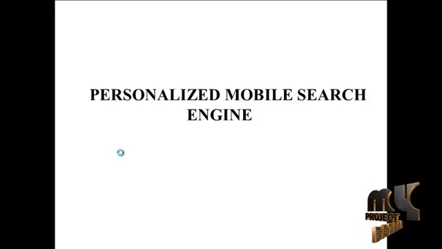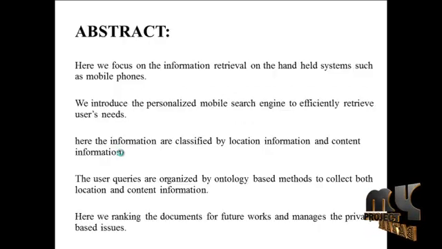Now we are going to see the abstract of this project. The abstract is used to explain the overall work of the process. Here, we focus on information retrieval on handheld systems such as mobile phones. We introduce the personalized mobile search engine to efficiently retrieve user needs. The information is classified by location information and content information. The user queries are organized by ontology-based methods to collect both location and content information. Here, we rank the documents for future work and manage privacy-based issues.